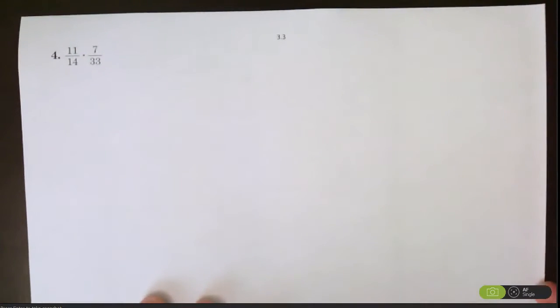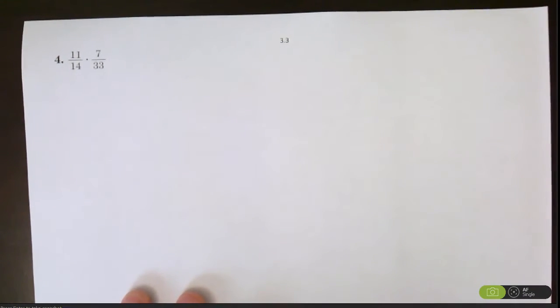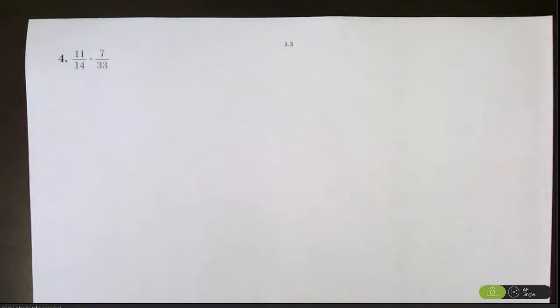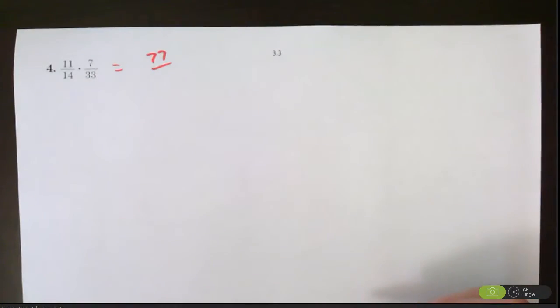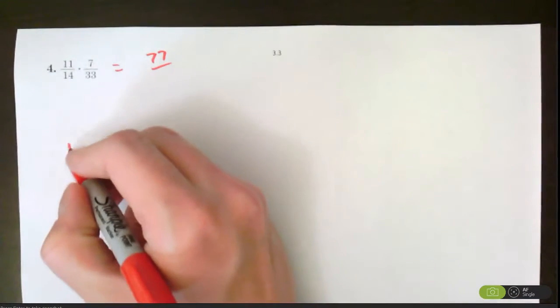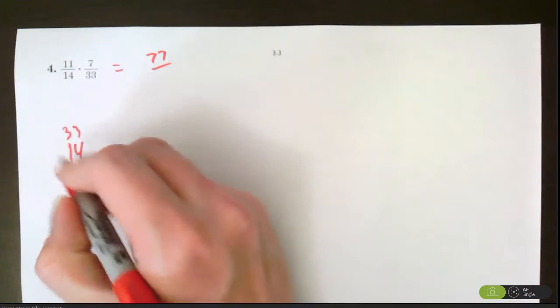Okay, so here's some help for section 3.3, multiplying fractions. I picked number 4 because you can go about it one of two ways. You could do the algorithm for multiplying, which is just multiply the top by the top and the bottom by the bottom. That would give you 77 on top because 11 times 7 is 77. But then you need to do 14 times 33 on the bottom.